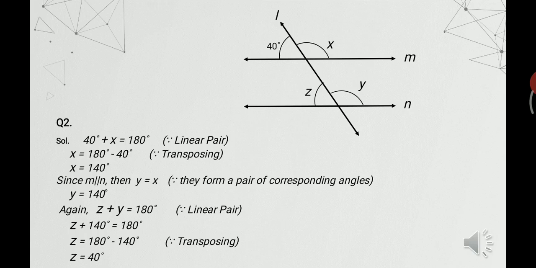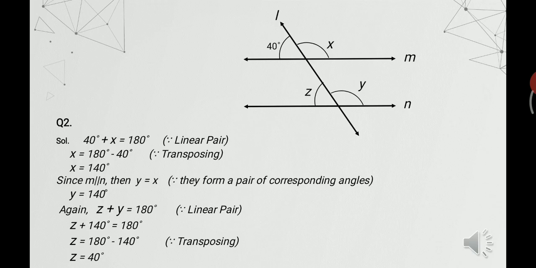You can see on line M, angle 40 degrees and x form a linear pair. And we know the sum of the angles of a linear pair is always 180 degrees. So we start our equation: 40 plus x is equal to 180 degrees. After transposing the 40 degrees to the right hand side, we get the value of x, which is 140 degrees.